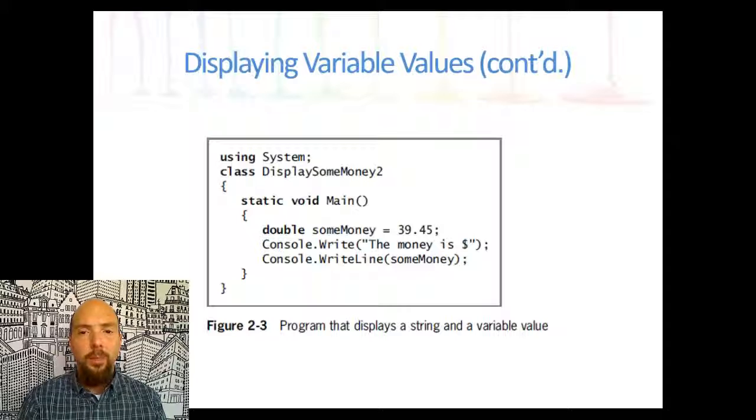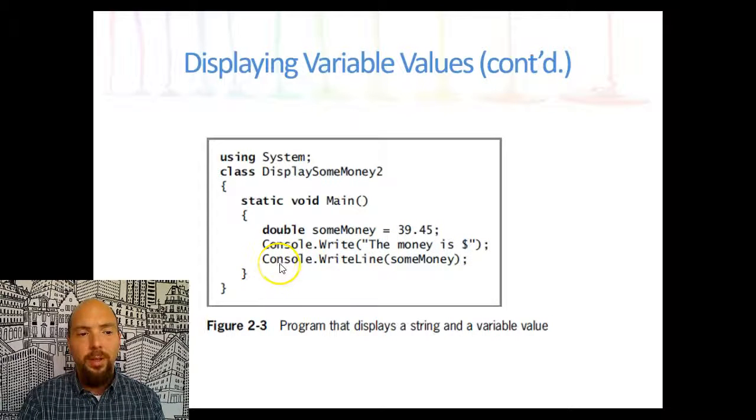In this next one, we're going to add a little bit of text to it. So what I want to do is declare the value of some money to be $39.45, and we're going to issue a console.write. So we're going to write a line of code, but we're not going to issue a return, which means it will put "the money is" and then the $ sign on the line, and then it doesn't issue a carriage return. Therefore, anything that comes next would be displayed to the right of this.